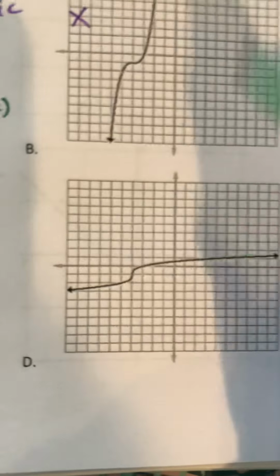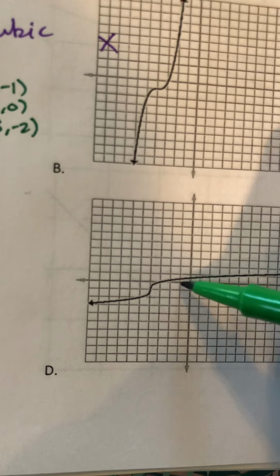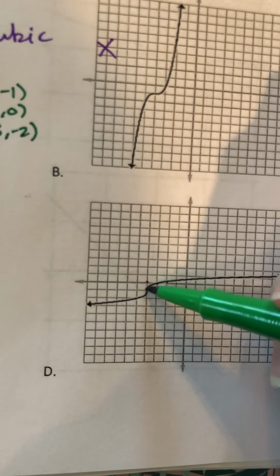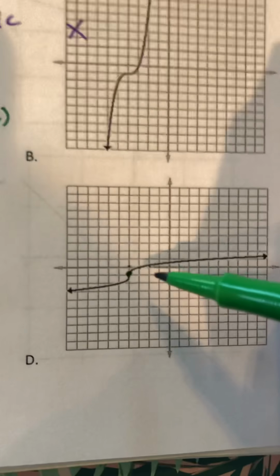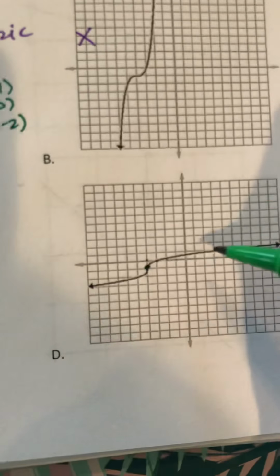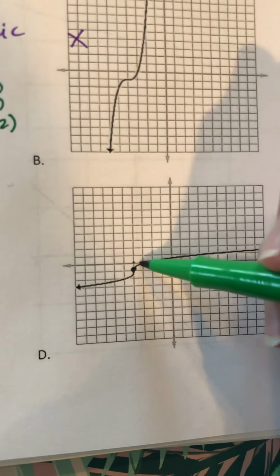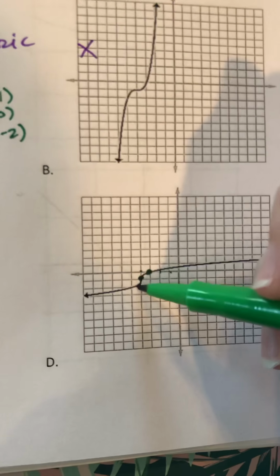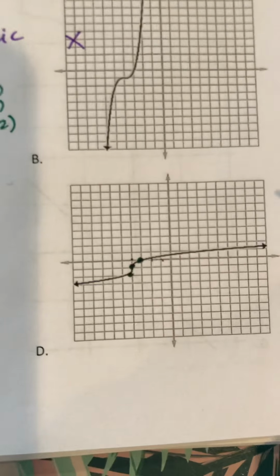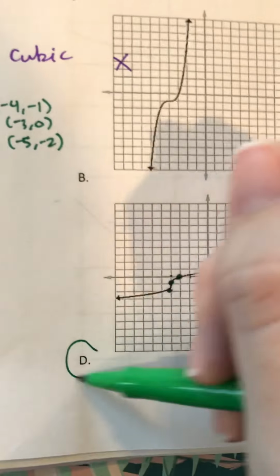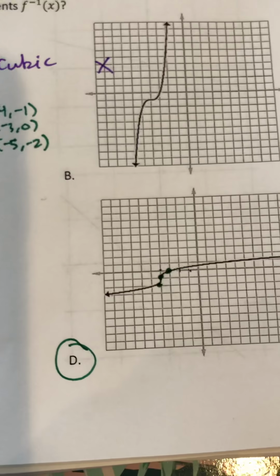Let's come over to letter D. -4, -1, yes. Let's check the other points. -3, 0, yep, that's there. And so is the -5, -2. So our inverse function is going to be letter D.